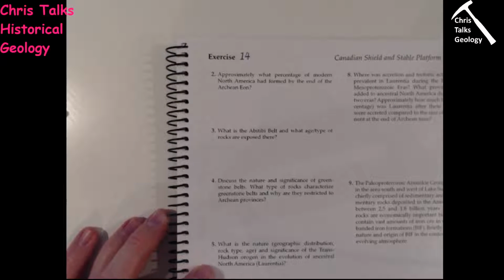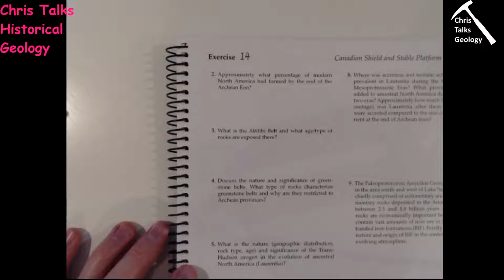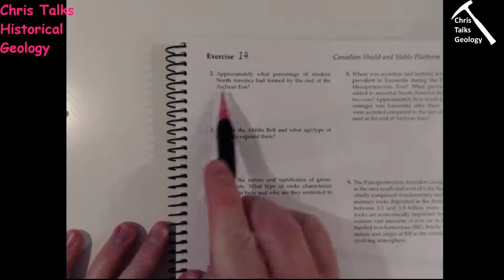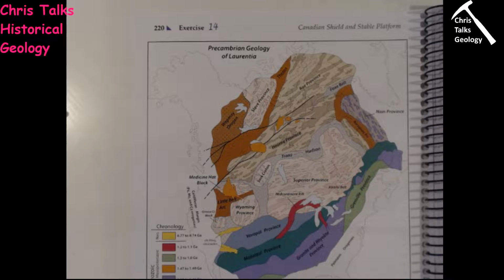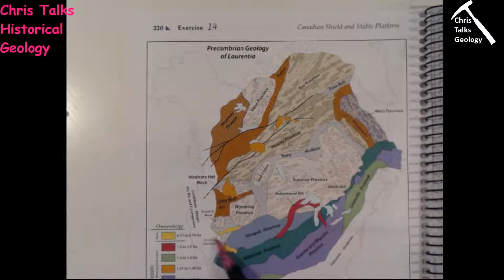Next thing we're going to look at is question 2. Question 2 asks you to estimate the percentage of modern North America that is formed by the end of the Archaean eon. Okay, so once again, Archaean. Now that means we have to discount all of these Proterozoic rocks. So all of this material here essentially does not exist. You'd be focused on how much of North America this material here makes up. So you're going to have to come up with a number, and you're going to give me a number in the form of a percentage here.